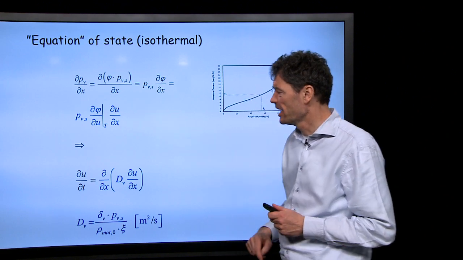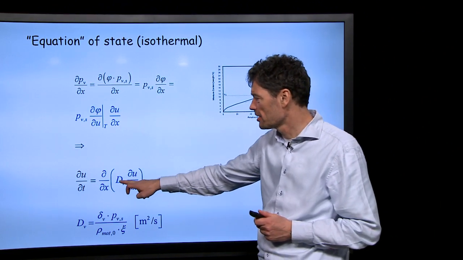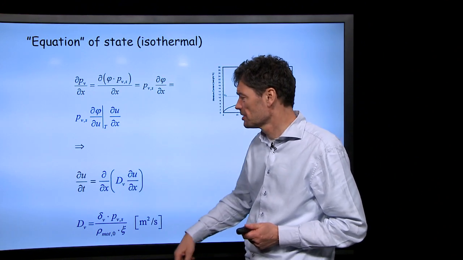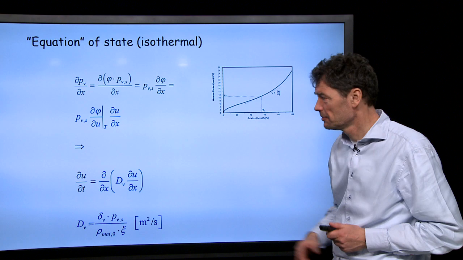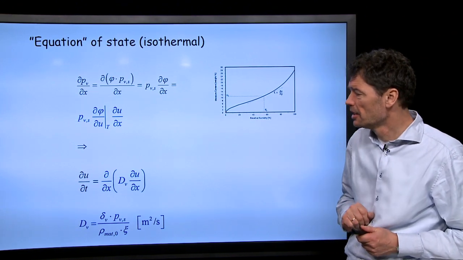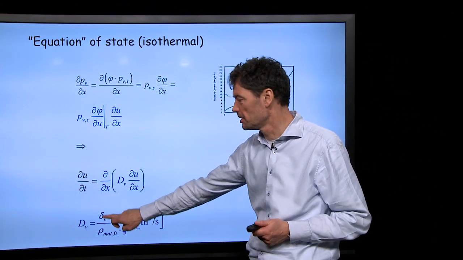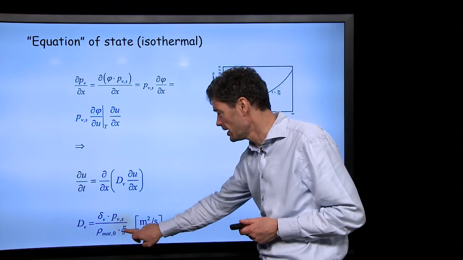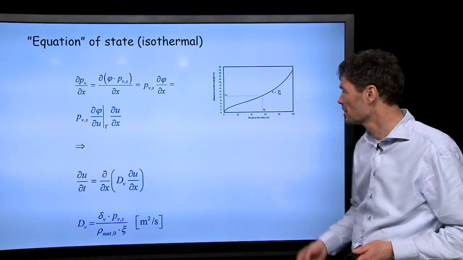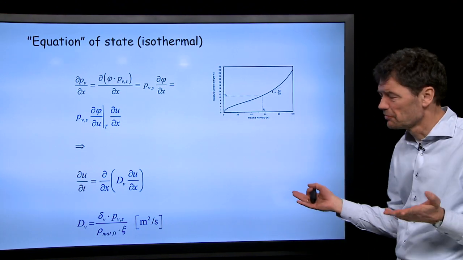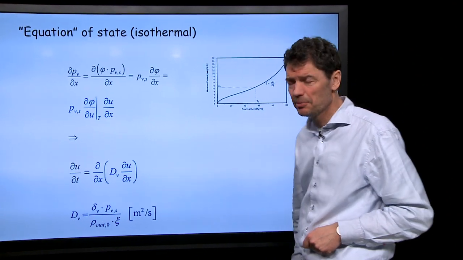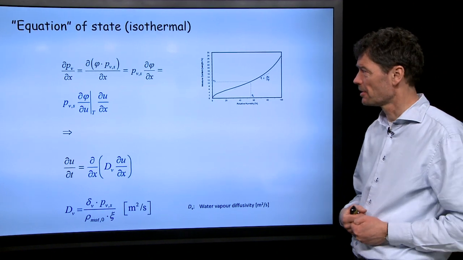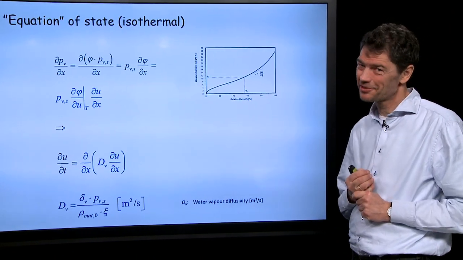And gathering all the parameters we had from before, they can all be gathered in one property, which we call the moisture diffusivity. If we look to the definitions from this slide and from the previous slide, the moisture diffusivity comes here as the permeability times the saturation vapor pressure divided by the density of the material and this moisture capacity Xi. So as a diffusivity, it has always the unit square meters per second. So that was our water vapor diffusivity. But this was for isothermal conditions.